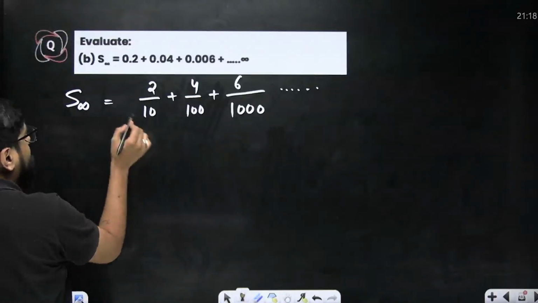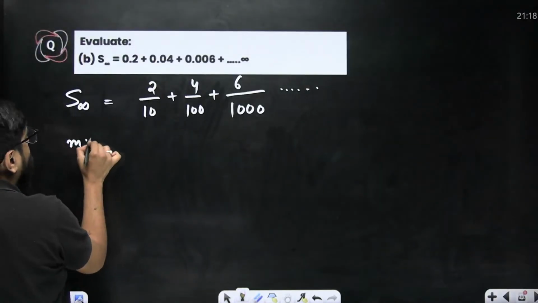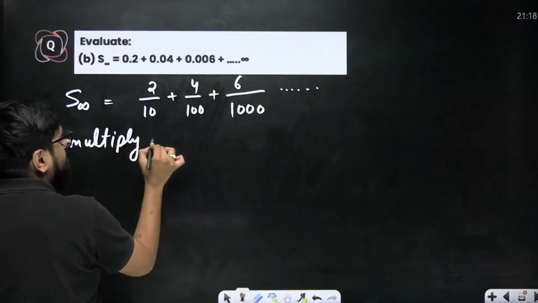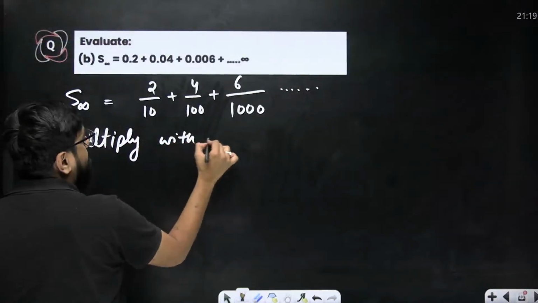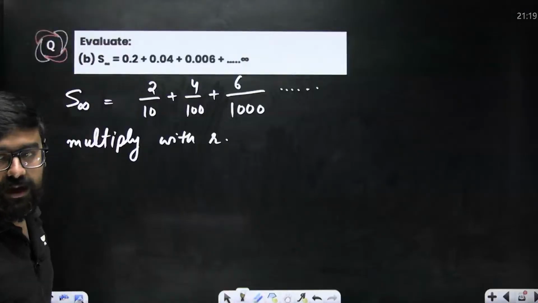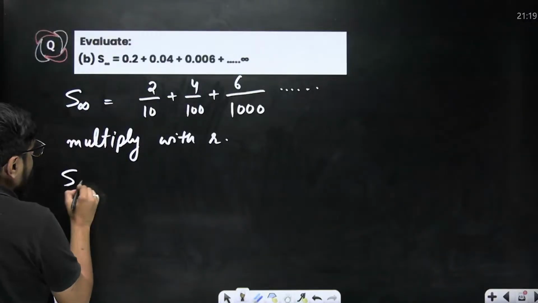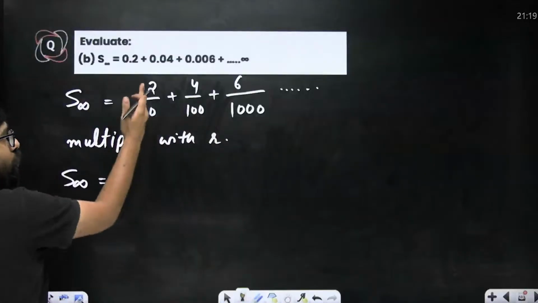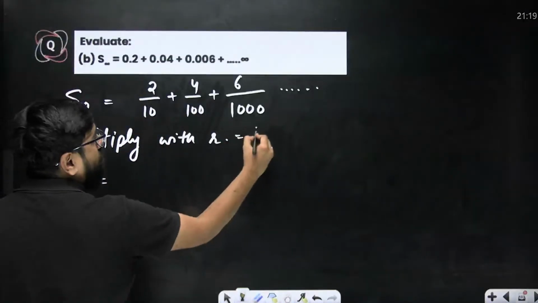So the first step is multiply with the common ratio. Multiply with R. First step is always multiply with R. Once you have multiplied with R, this S infinity will become what? Same thing, 2 by 10. R is equal to 1 by 10.